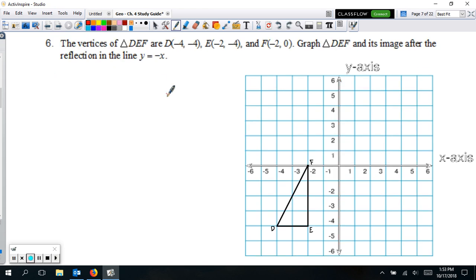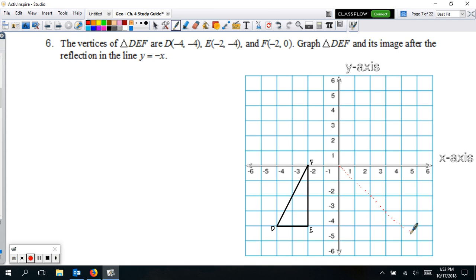So vertices here of another triangle, and I've already plotted those again. So there they are. You want to plot those on a coordinate plane for yourself. And what we want to do is graph the image after reflection in the line y equals negative x. So just another reflection, but this time the line of reflection is the line y equals negative x, which is this line here. I'm going to dot it out here.